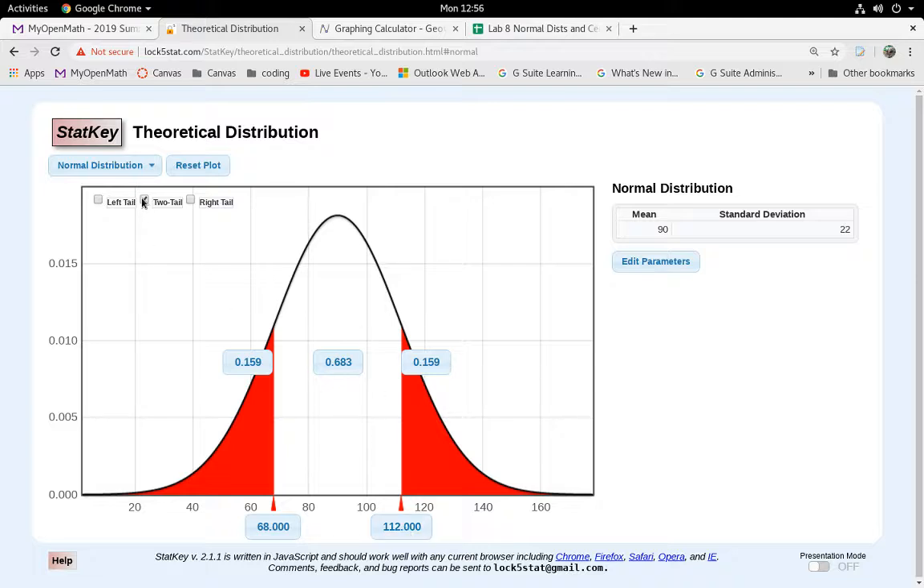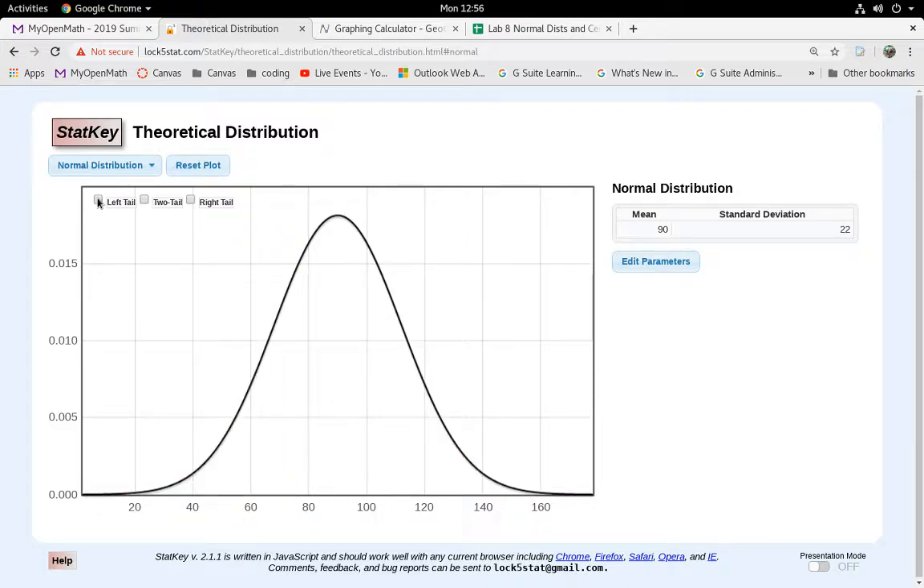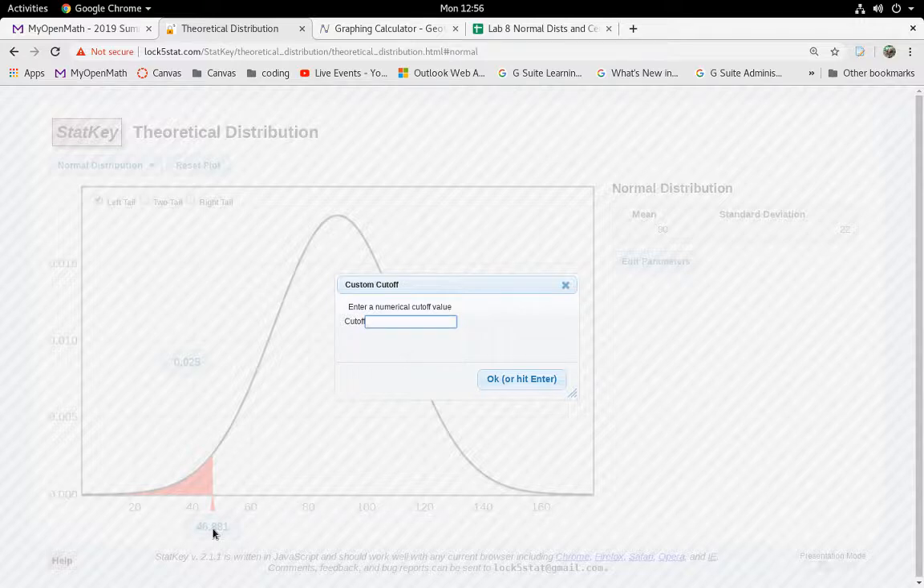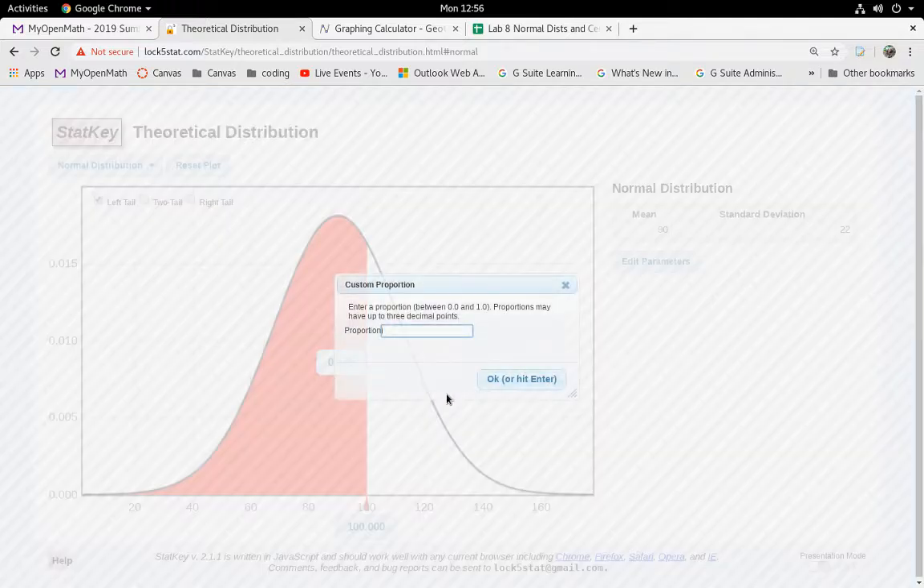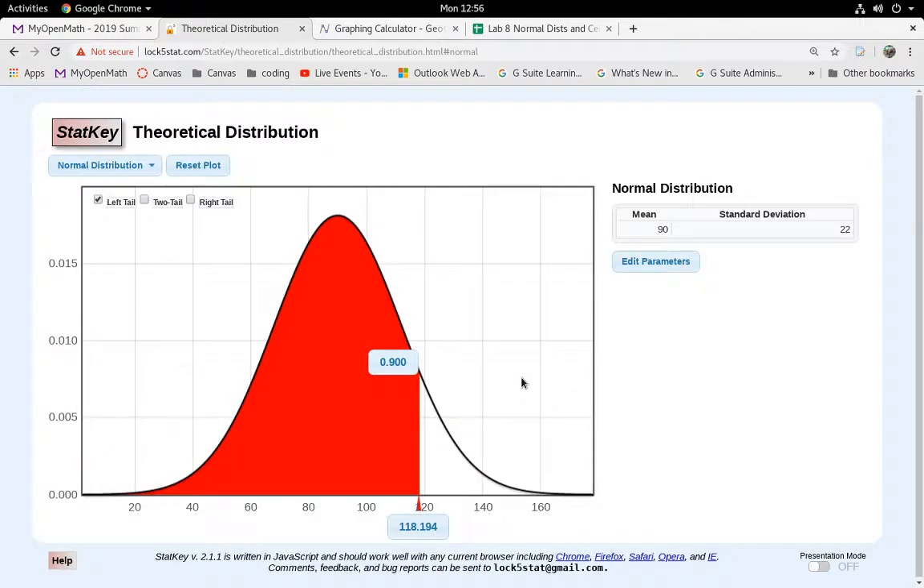Now I can ask other questions like, suppose somebody reads at 100 words per minute, what percentile would that put them in? That percentile is always a left tail, and I just set the x value to 100, and that tells me somebody that reads 100 words per minute is about the 68th percentile. I could go the other way. I could find out what reading score would be the 90th percentile, so I enter 0.9, and I see the 90th percentile for reading scores is about 118 words per minute.